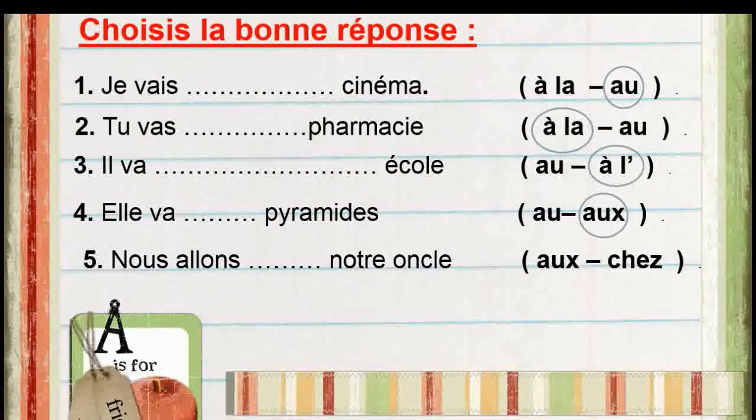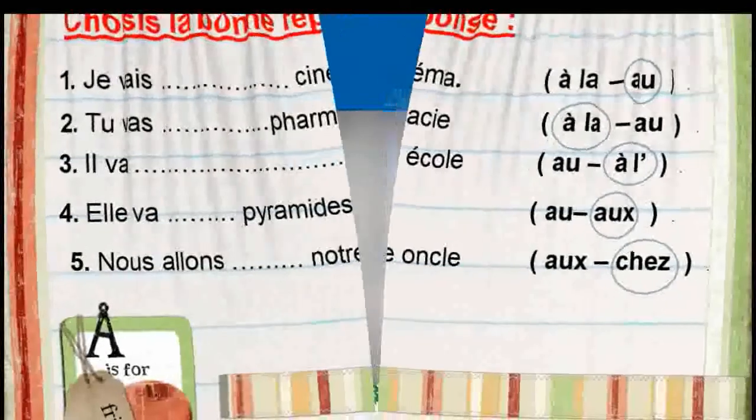Nous allons chez notre oncle. Oncle is a person, so I say chez. So now I think you understood the difference between them, when I use this and this. So I have this one video to teach you how we can say this one.